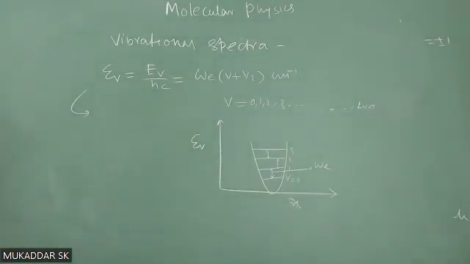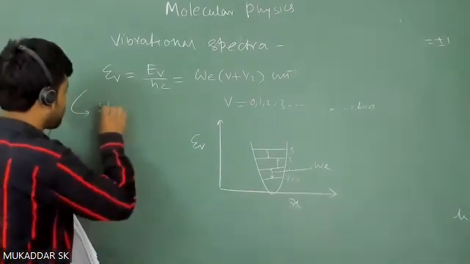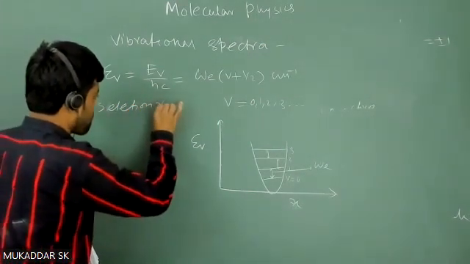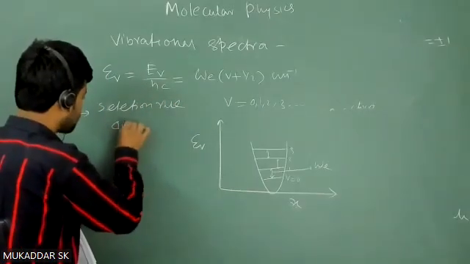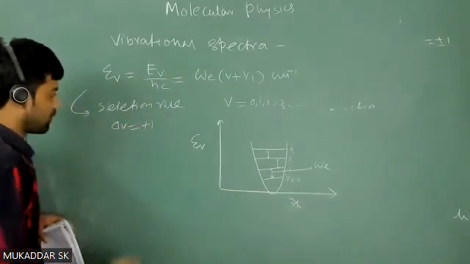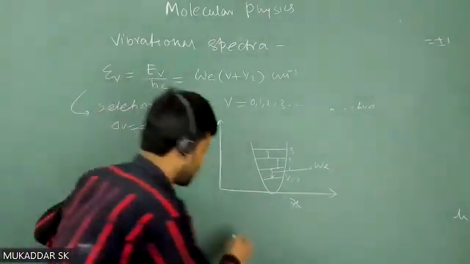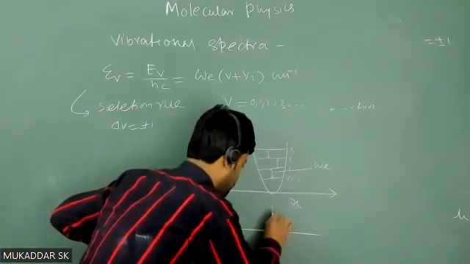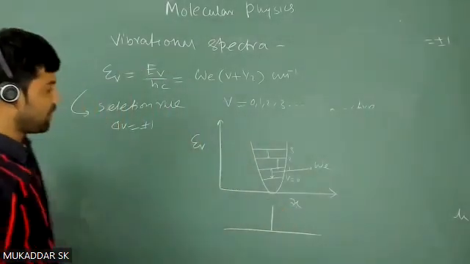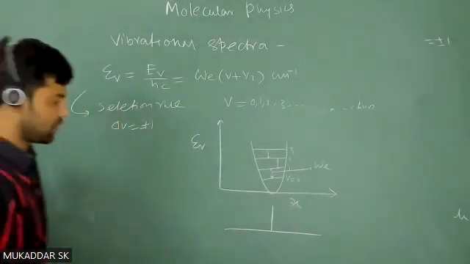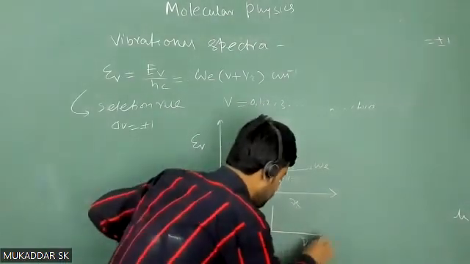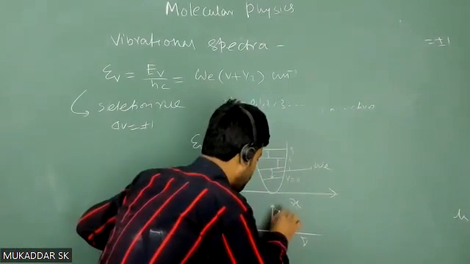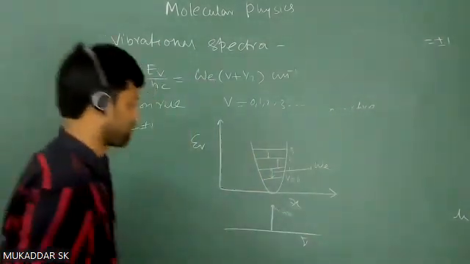And the selection rule of the spectrum for the harmonic oscillator, that rule is delta v equals plus minus 1. If you apply this on the spectrum, it will contain a single line. When you consider the vibration of a molecule as a harmonic oscillator, it will contain a single frequency, located around omega e.